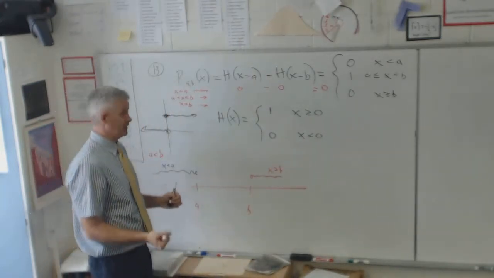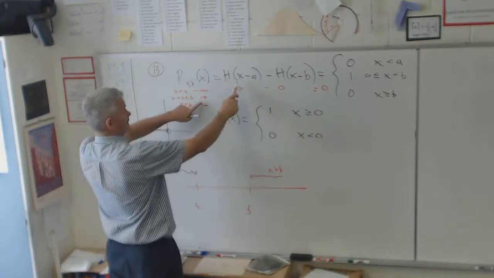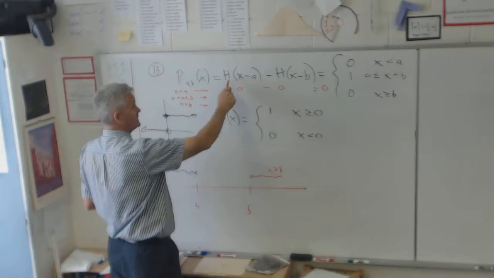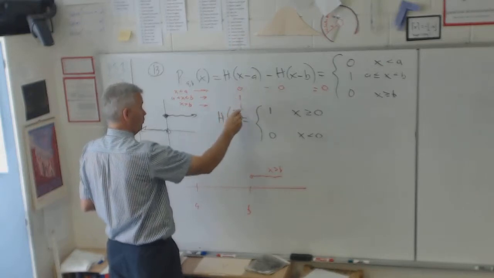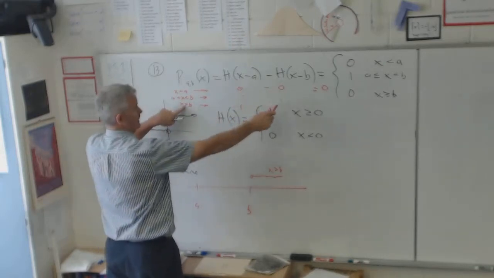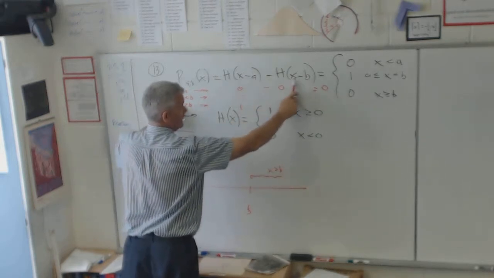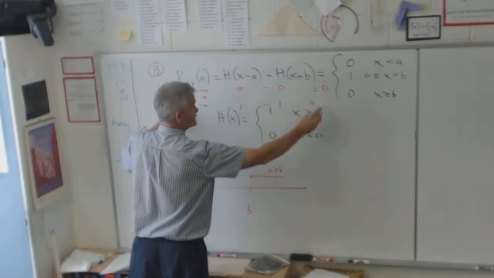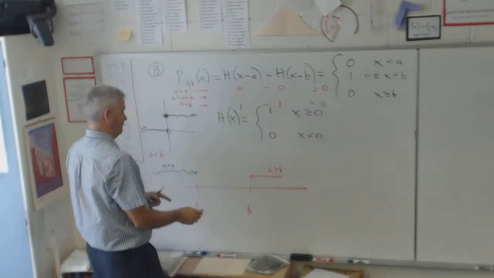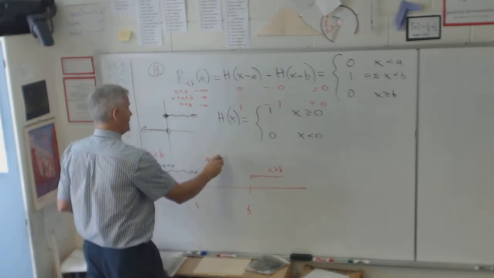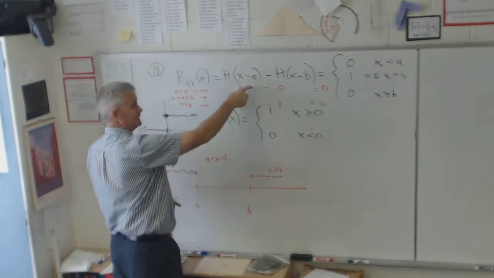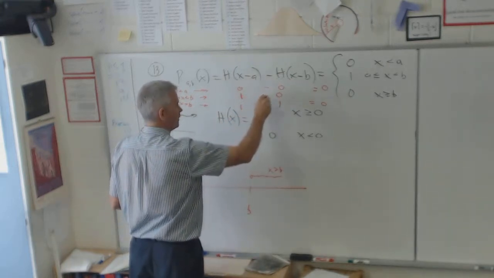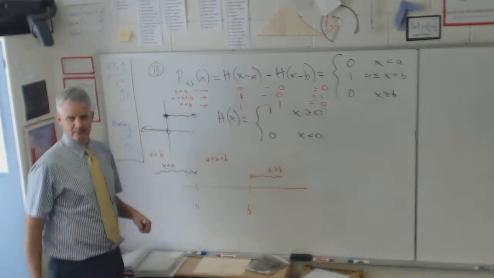Okay, X is bigger than B. So if X is bigger than B, X minus A, positive or negative? Positive. So H of that is 1. I'm here, X is bigger than B, so is X minus B positive or negative? Positive. So I get 1. So the answer altogether is 0. Now, if I'm between A and B, when we subtract A, it's positive, so this is 1. When we subtract B, it's negative, so this is 0, and that's where we get 1.